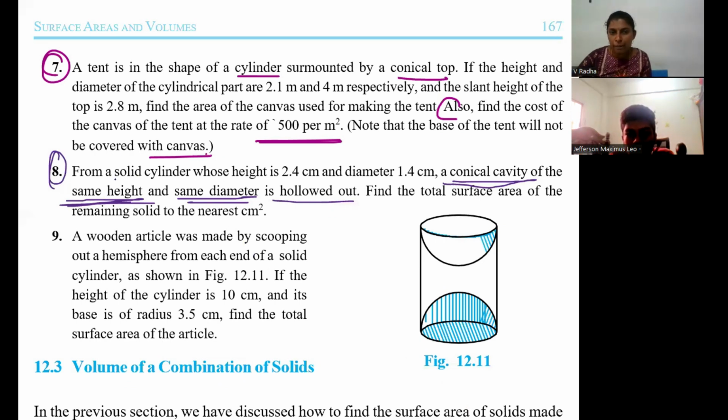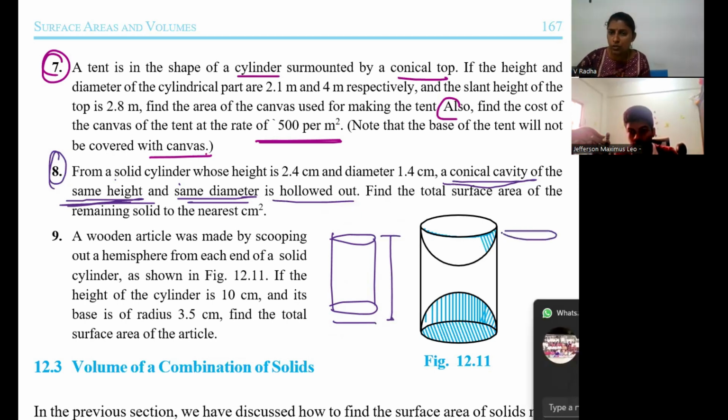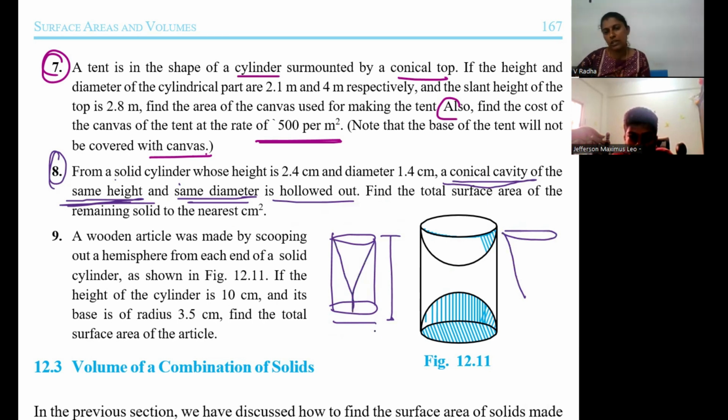Ma'am, does the cone have to reach all the way to the end? The sharp end of the conical portion touches the bottom of the cylinder. That's the same height. Again, from a solid cylinder whose height is 2.4 centimeter, the cylinder portion has a height of 2.4. Diameter is given, a conical cavity of same height. Same height means the cone will come all the way till the end. Good. Take your diagram and show it likewise.